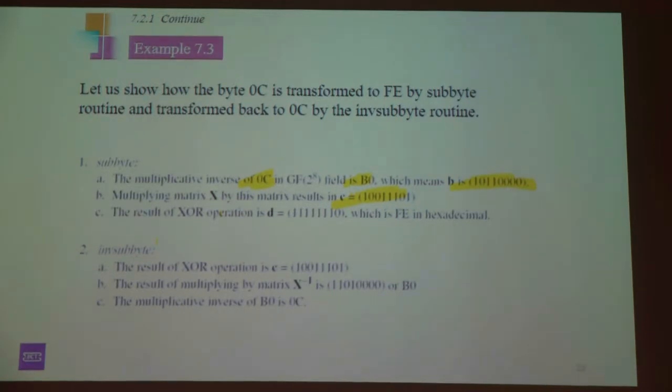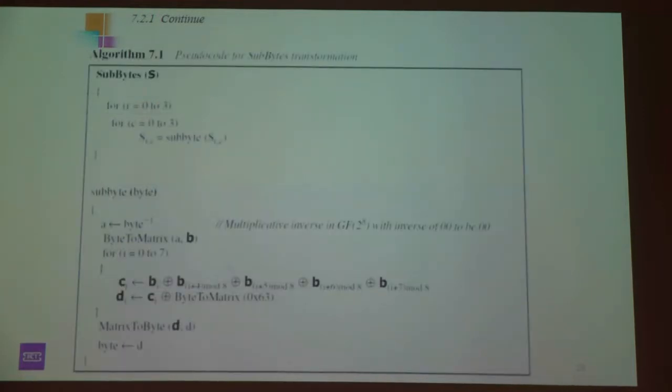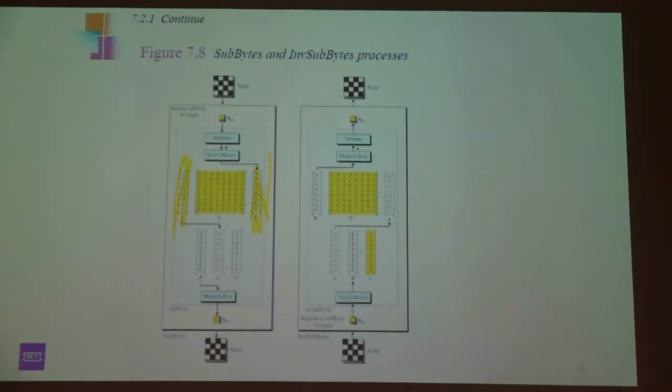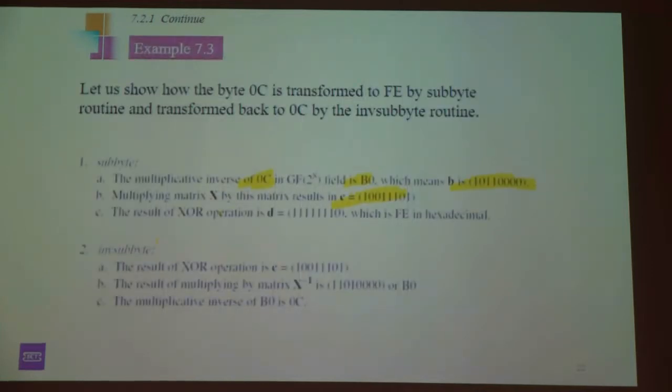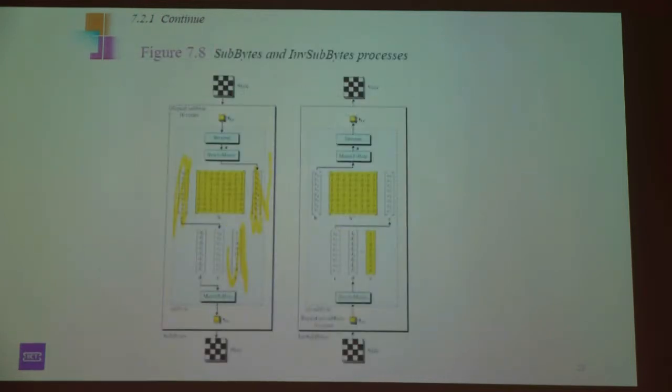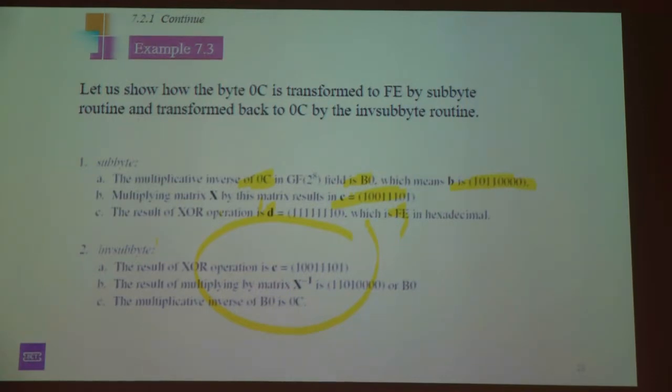Then after that, we XOR it with the Y, which is in here. That's the Y here, all right? And we get the value of D, which is FE. So that's basically how that table is built. That's exactly how the table is done. And you could reverse the operation. Where is the reverse of the operation? It is in here, right? If you start from FE, you end with 0C.